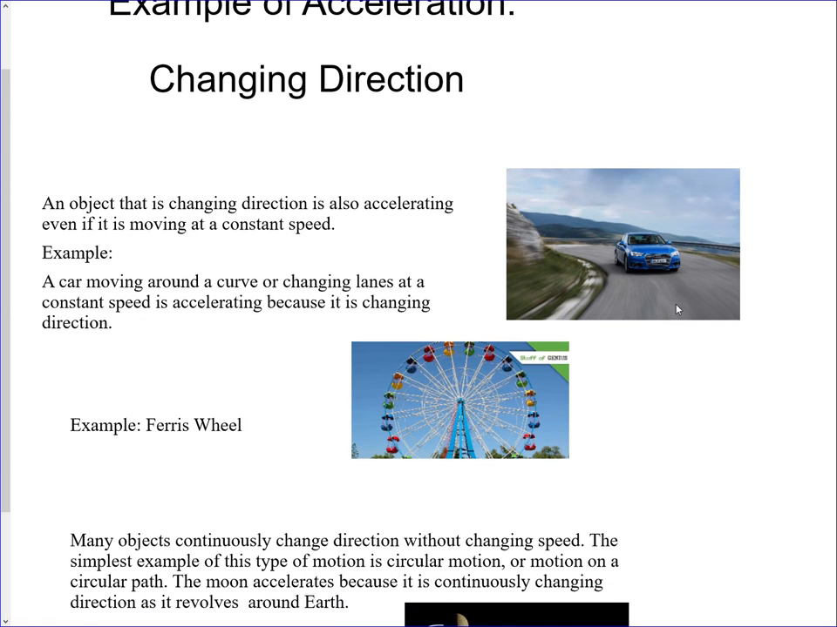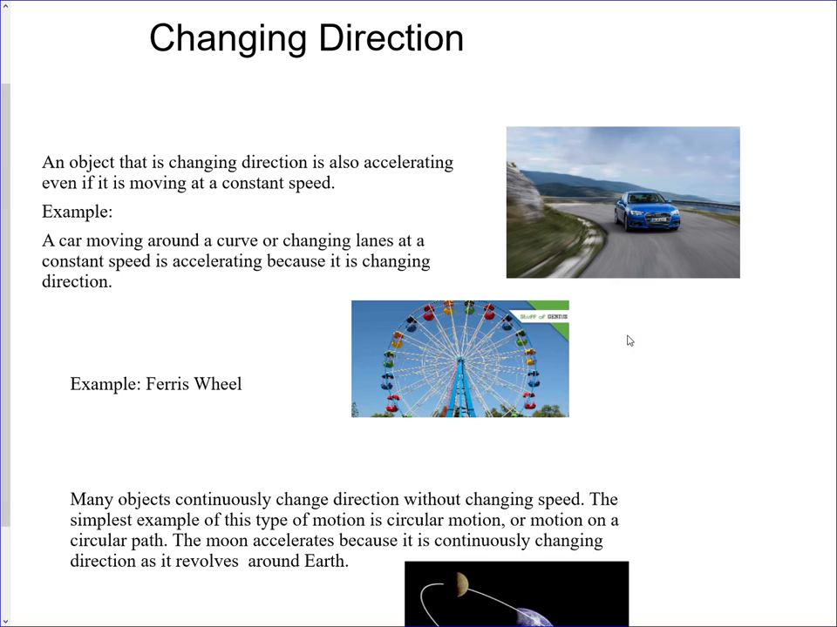Another example is the Ferris wheel. Many objects are continuously changing direction without changing speed. The simple example of this type of motion is circular motion, or motion on a circular path. If you ever have gone to a carnival or a fair, you get on the Ferris wheel at the bottom, and then you make your way all the way around, and you go around a couple times, or however long they go until they stop the ride.